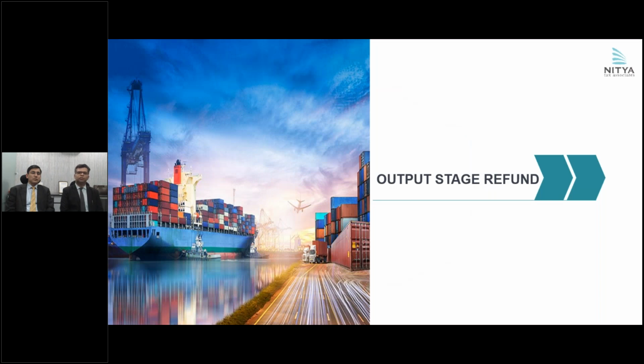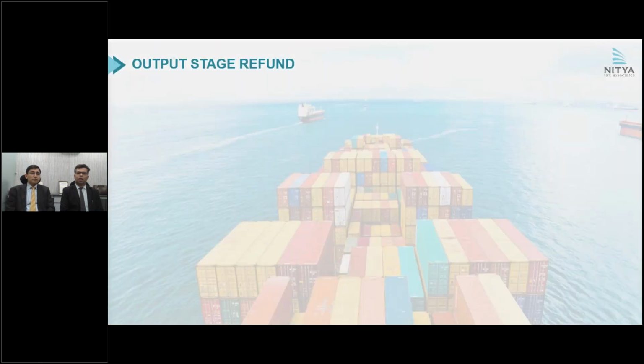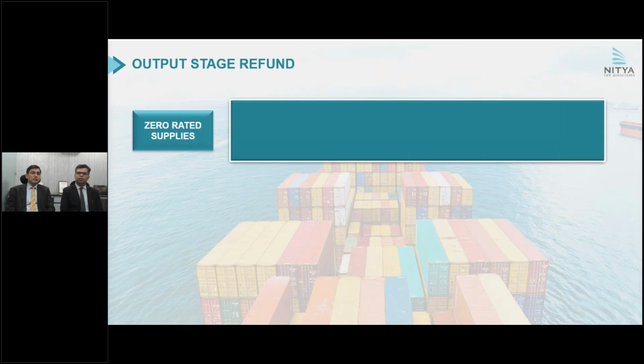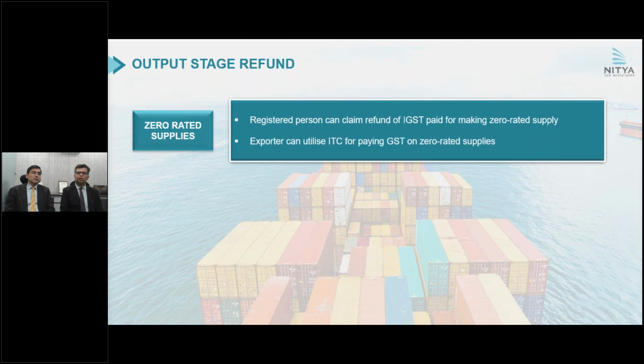Now we will be discussing what type of output stage refund is there under GST. Output stage refund, firstly, is available on zero-rated supplies. So export of goods or supply to SEZs are zero-rated supplies. A person can claim refund of IGST paid at output stage. Importantly, an exporter can utilize his input stage IGST to pay the same. In fact, an exporter is advised to go for this option only if there is an accumulation and he cannot utilize ITC for clearance of his domestic supplies.